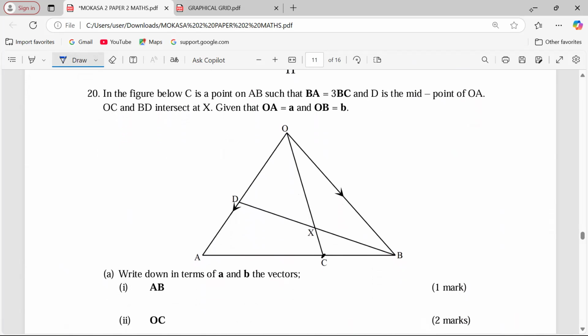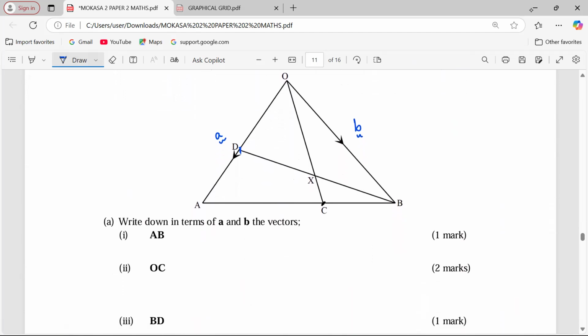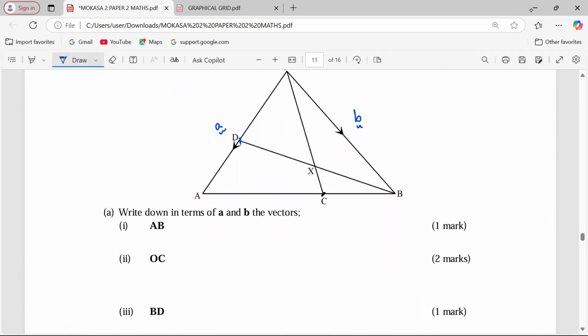We are also told that point D is the midpoint of the vector OA. Then OC and BD intersect at point X, as you can see on the diagram. Given that vector OA equals A and vector OB equals B, so this is vector A, this is vector B in the respective directions. Write down in terms of A and B the vector AB.